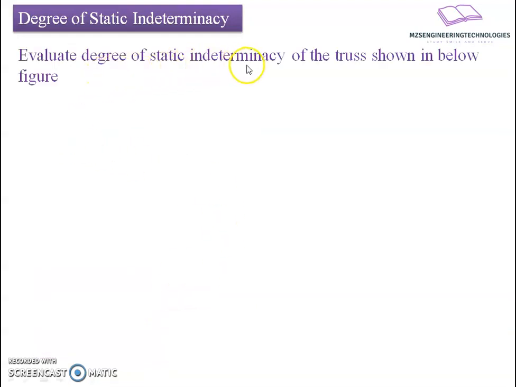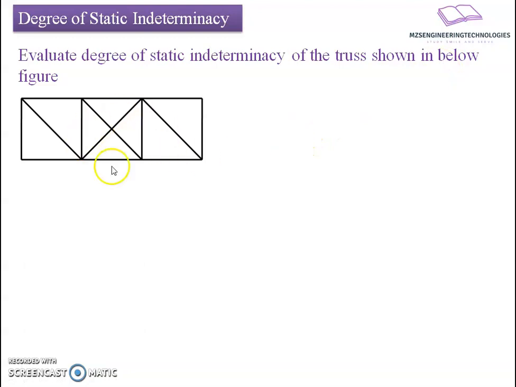Evaluate the degree of internal static indeterminacy of the truss shown in the figure. So he has given a truss to us. The geometry of the truss is like this, having three base and bracing members forming a certain geometry, and supported by two end restraints which are hinge supports at the ends. Now suppose that we have to find out whether it is statically determinate or indeterminate.